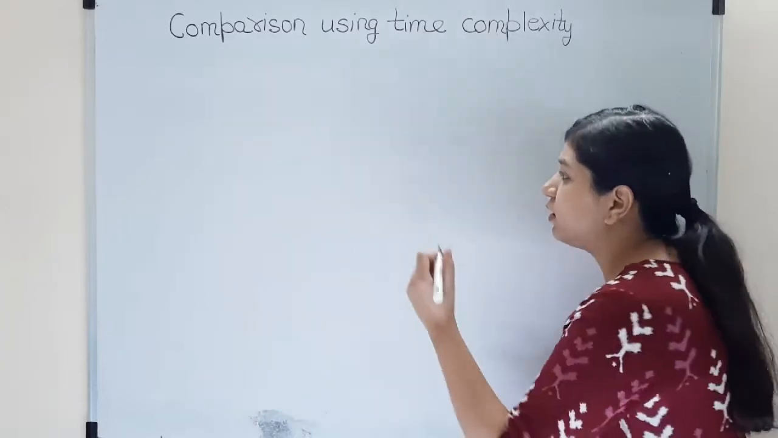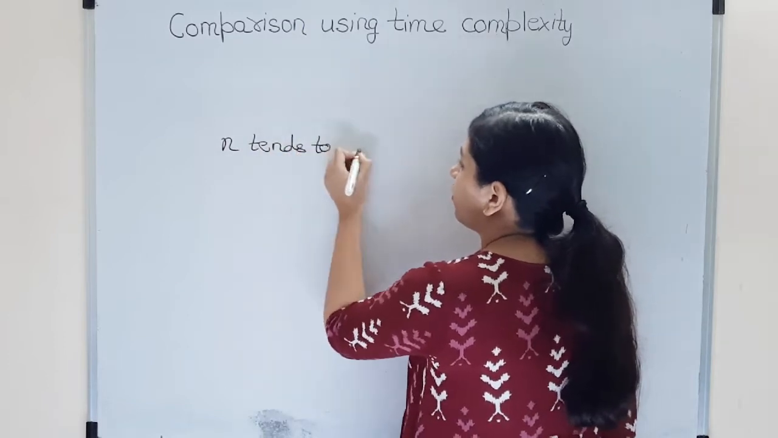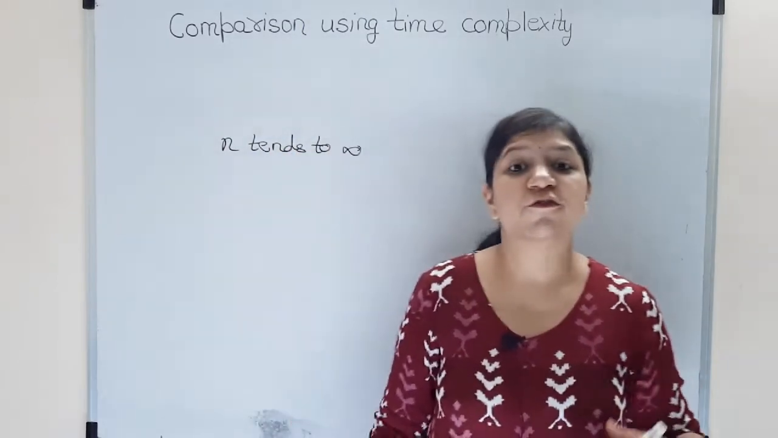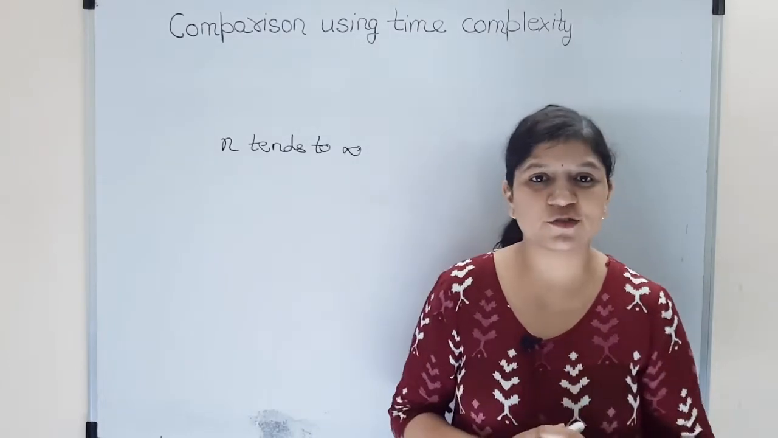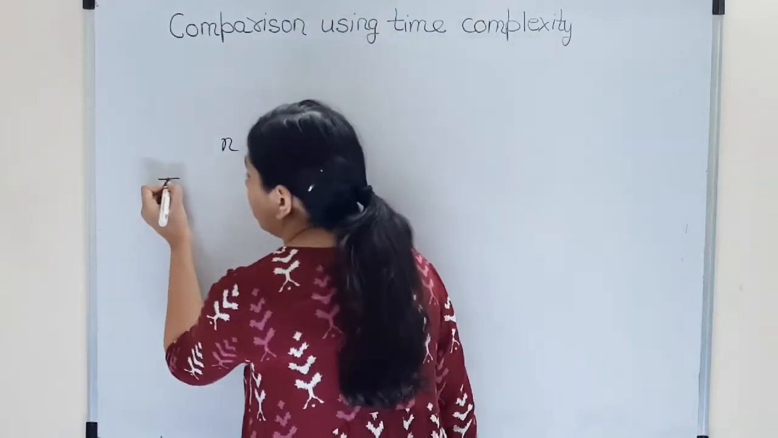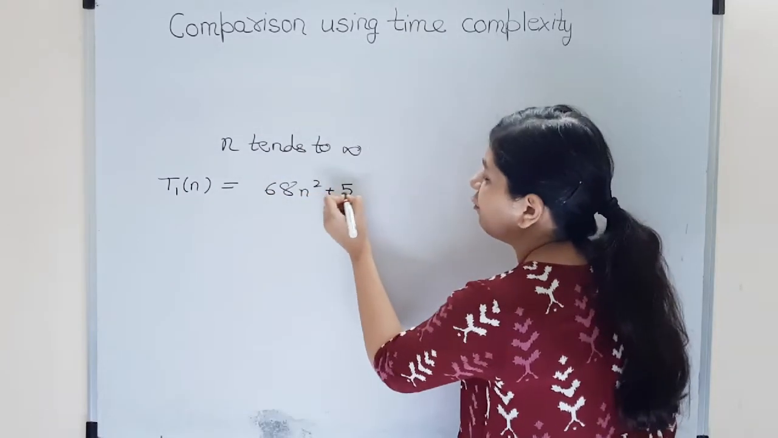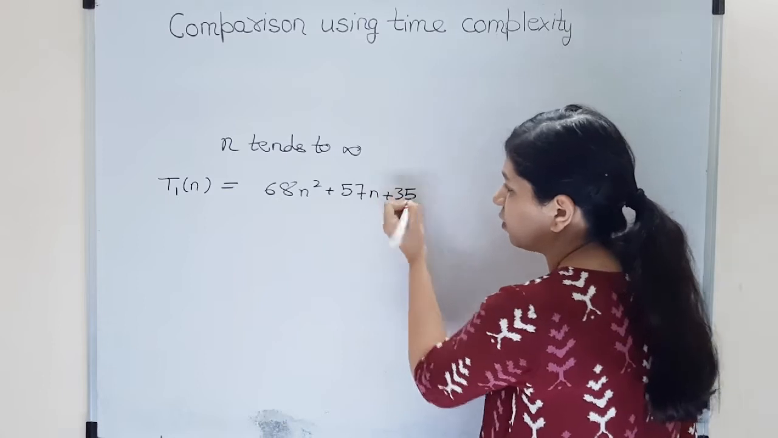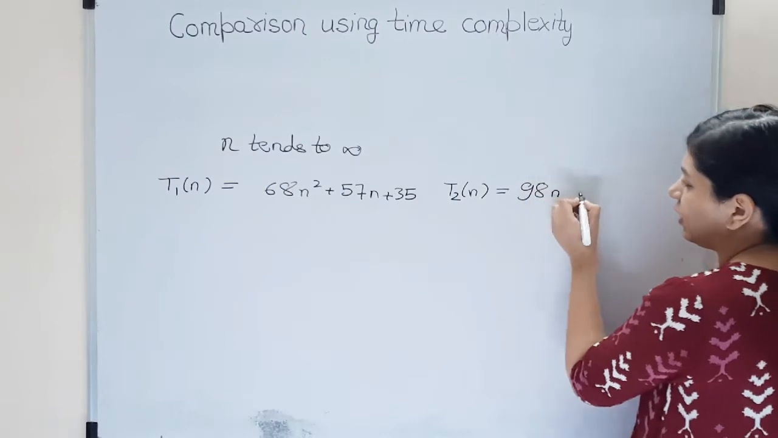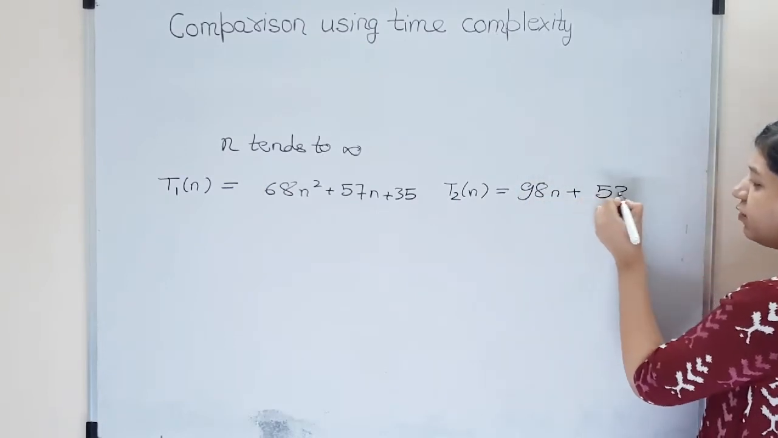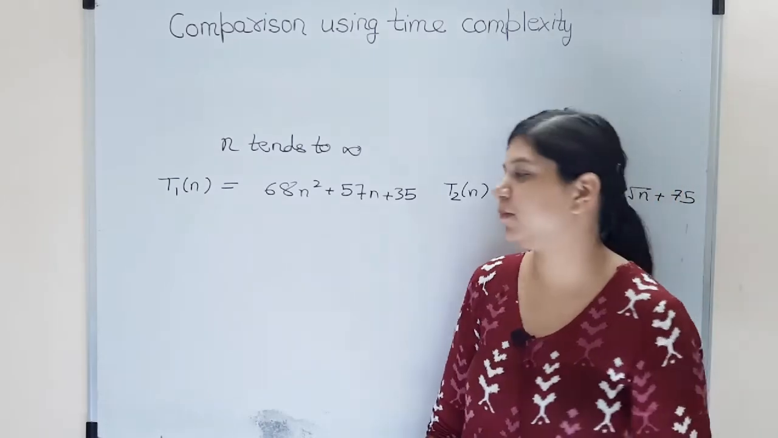My answer for this would be n tends to infinity. n is becoming so huge that it is tending to infinity. Then how will you do the calculations for time complexity? Suppose I give you T1(n) as 68n square plus 57n plus 35, and T2(n) as 98n plus 53 root n plus 75. Suppose these are the two time complexities, you need to compare them.